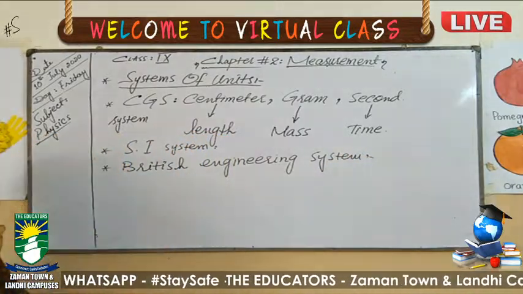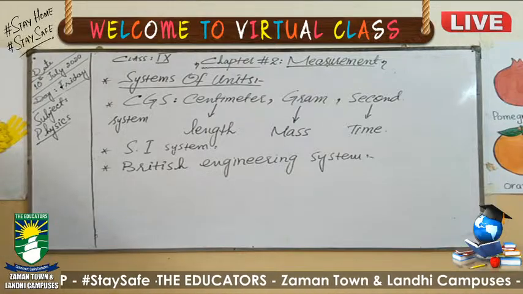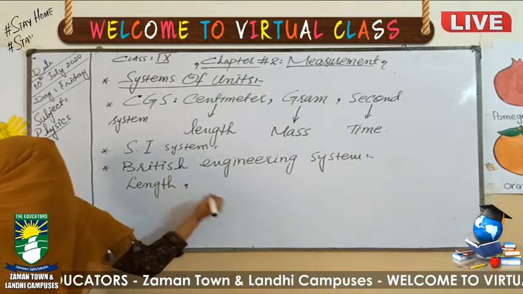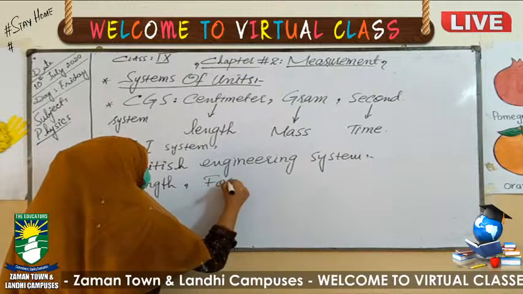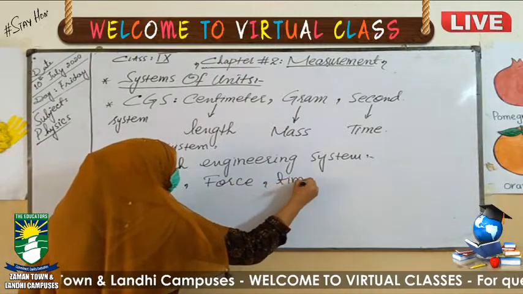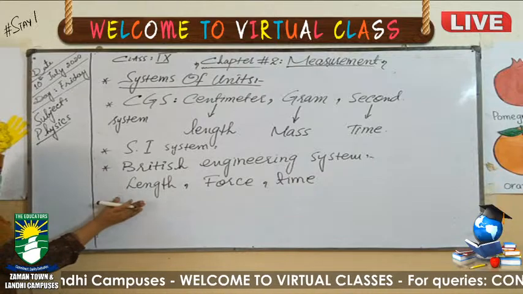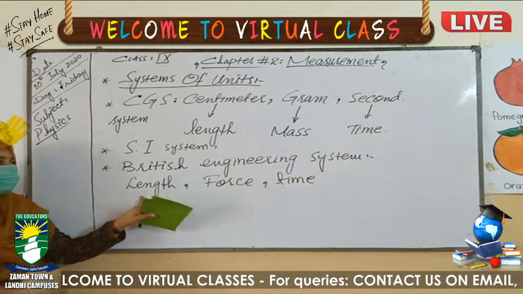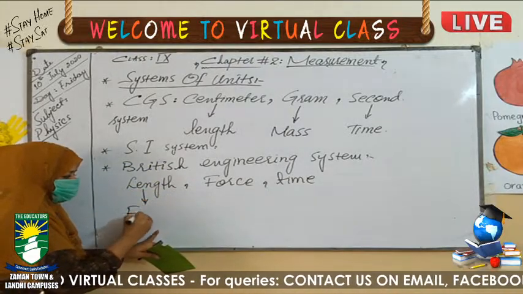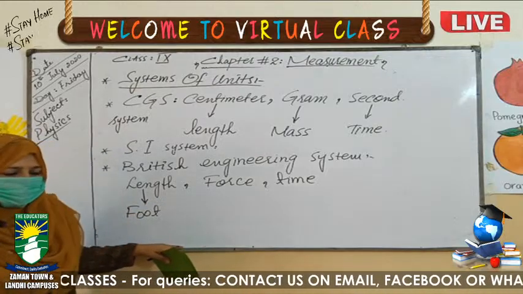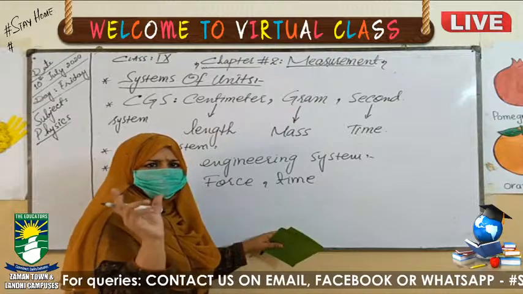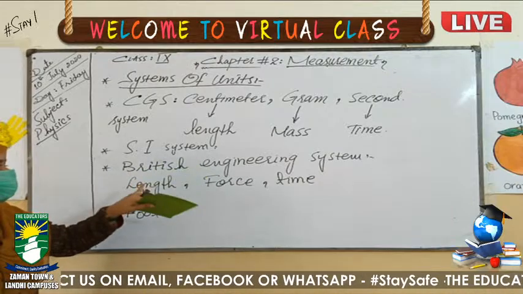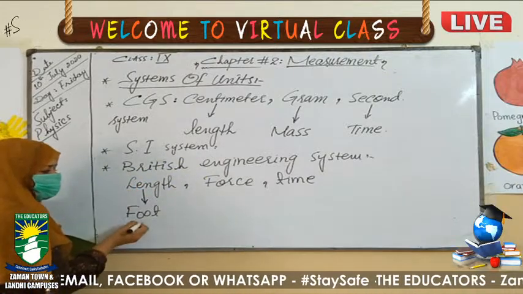Now, according to the British engineering system, there are three fundamental quantities: length, force and time. According to this system, length is measured in the foot. We measure length in feet, 1 foot, 2 feet. 1 foot is equal to 12 inches. So the unit to express length in the British engineering system is the foot.